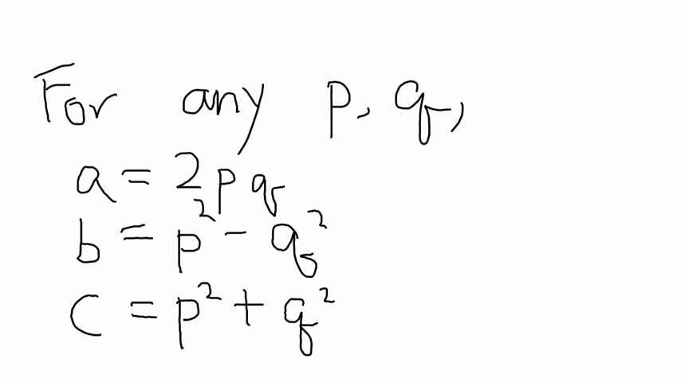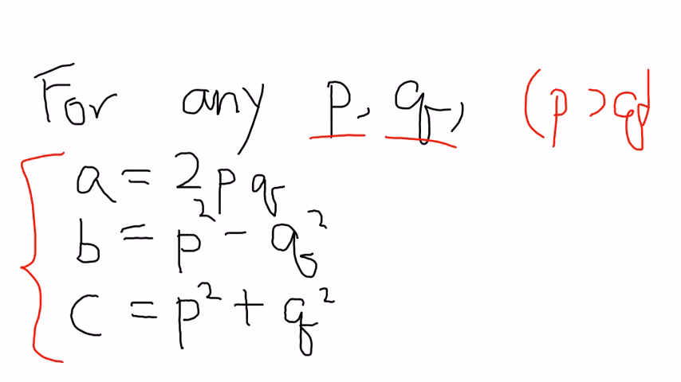So the trick is, step one, you have to choose any numbers p and q so that p is bigger than q. Let me write it down here. p is bigger than q, and then you just have to apply the formula, and the formula always works, and in that case you get the correct relation a squared plus b squared equals c squared. So let's check how it works out.